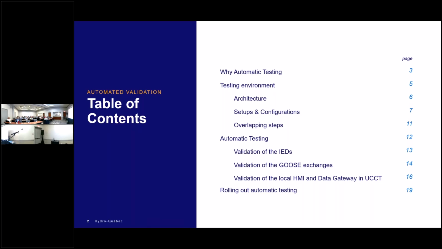So why did we do some automatic testing? Well, it all started almost 10 years ago. There was a complete overhaul of the architecture of the protection and control systems that we deployed at Hydro-Quebec. This new architecture was mostly based on 61850. There were some legacy protocols, but I think it was only DNP3 that was used for the different components that were not compatible with 61850.